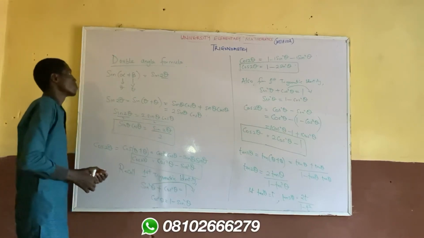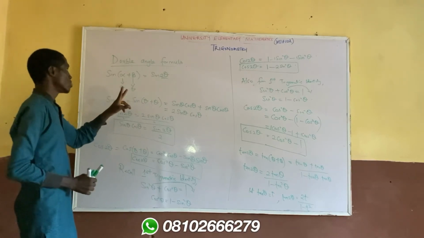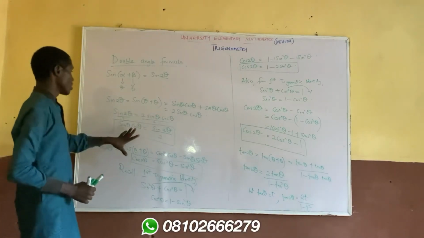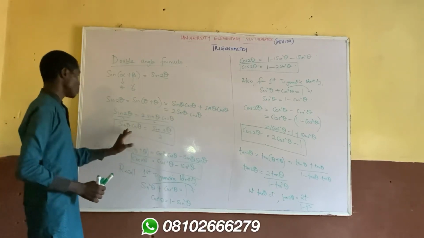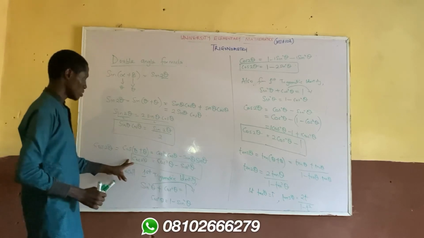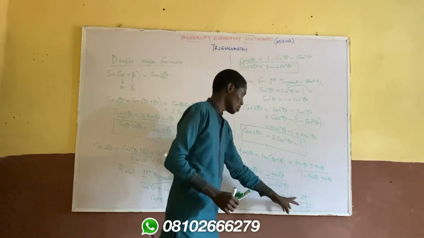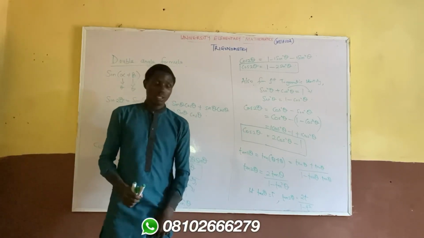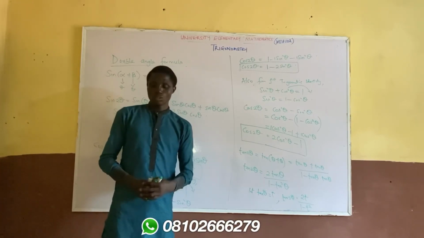And this is what we call the double angle formulas, where we have the same angle twice. Sine 2 theta is equal to 2 sine theta cos theta, which can also be expressed as sine theta cos theta equals sine 2 theta over 2. Cos 2 theta can be represented in these three ways. And tan 2 theta is given as 2 tan theta over 1 minus tan squared theta. Let's give an example of this, so as to know how to use it in trigonometry problems.